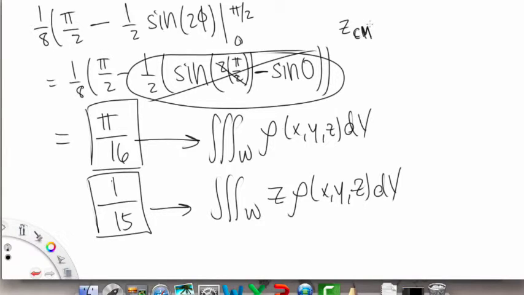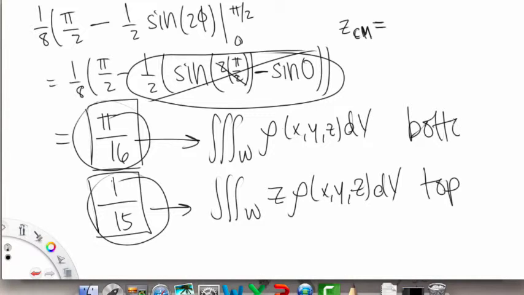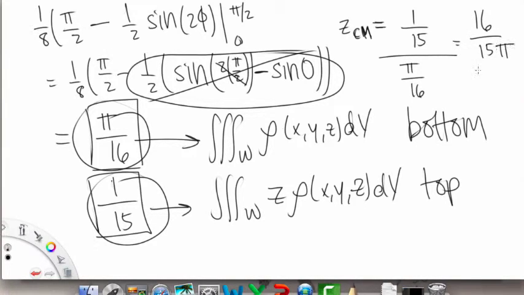So our final answer, which is z bar, I believe that's like center of mass or something like that, is going to be this over this. So this is the top, and this is the bottom. So that just means 1 over 15 divided by pi over 16. Okay, so that's just going to be 16 over 15 pi, which is about equal to 0.34. And that is our final answer.